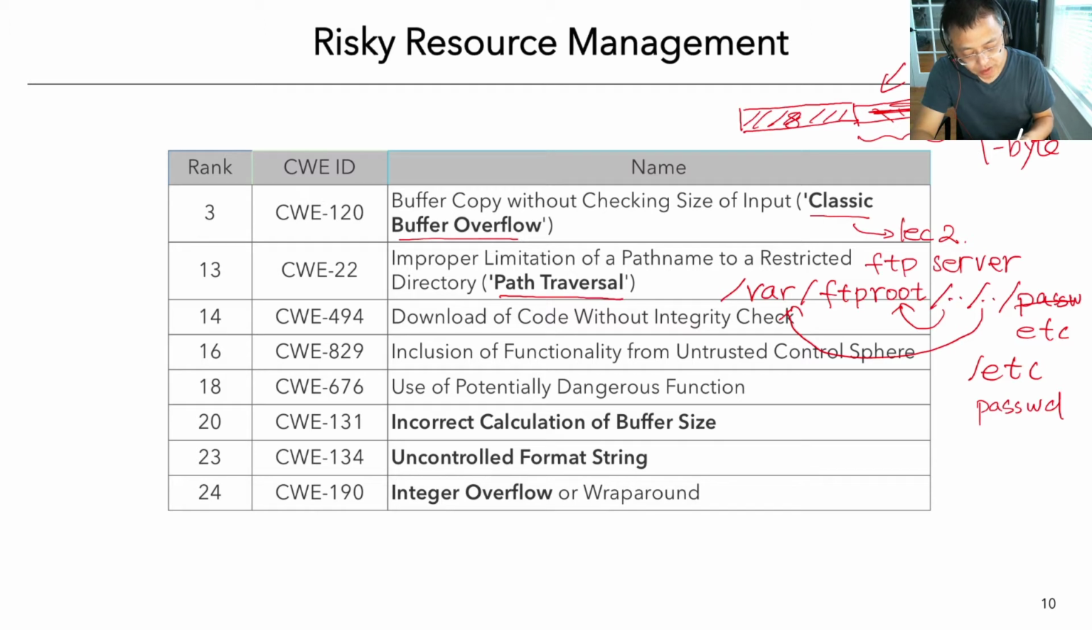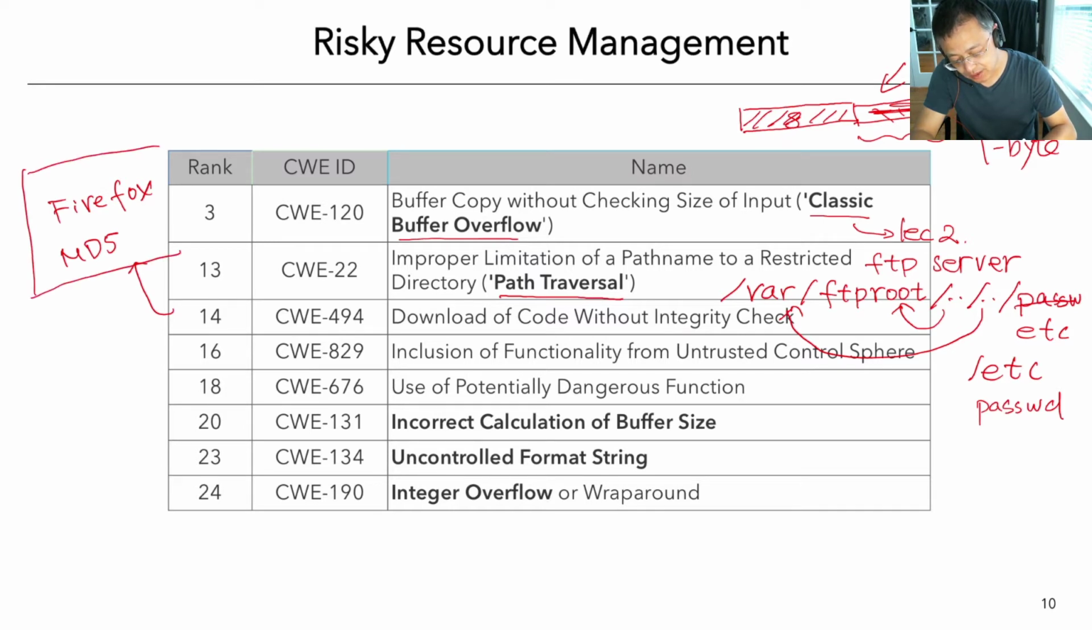So the next one is download of code without integrity check. So in the early days, for example, if you download, say, Firefox, okay, Firefox is going to give you an MD5, but this whole page is on HTTP. Now, what is the problem? What's the potential security issue here?